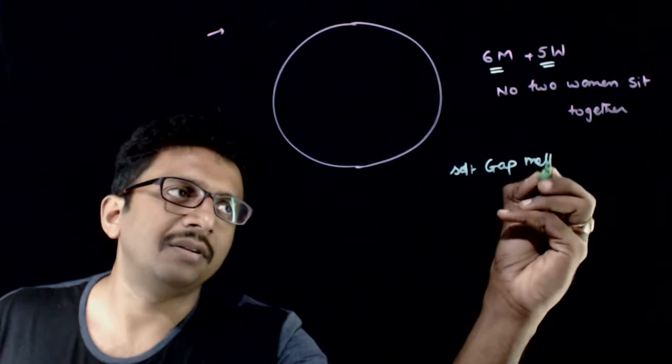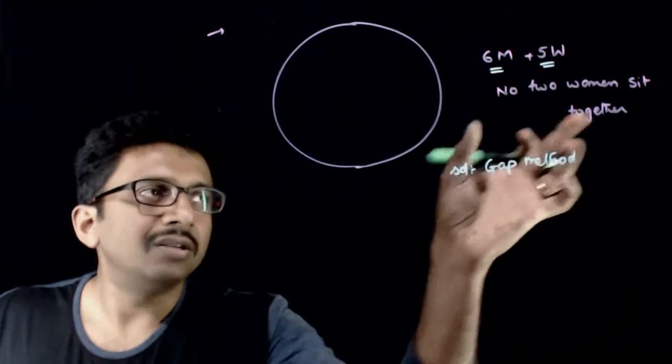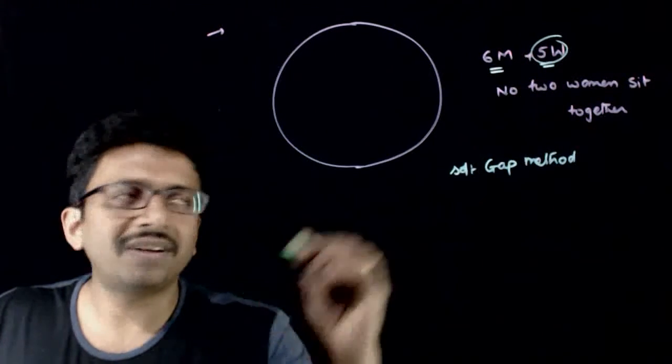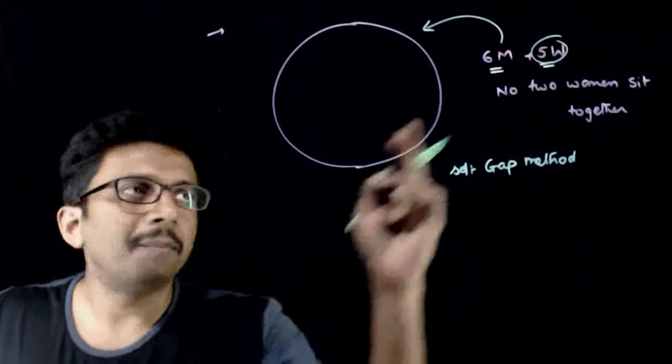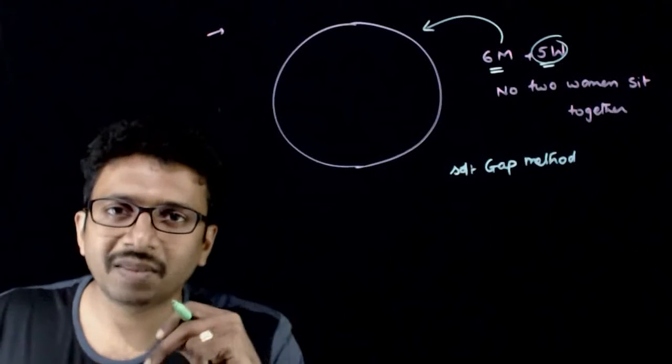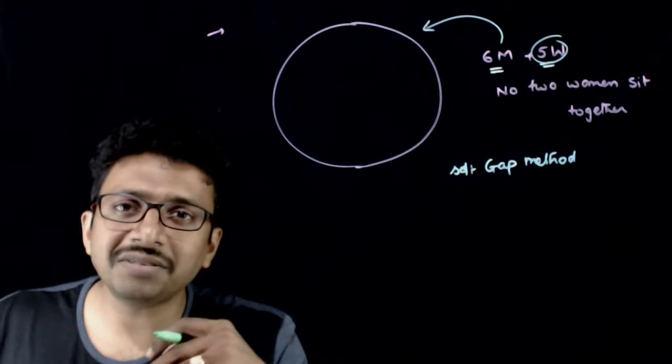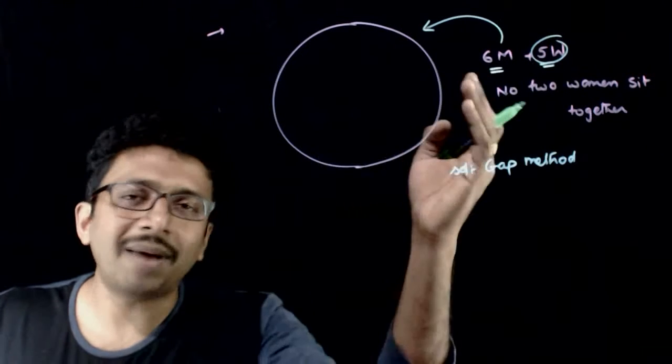Gap method. In this method, I don't want women sitting together, so I leave the women first. In the first stage I'll arrange all these men in the circle. So 6 men can be arranged in a circle in how many ways? 5 factorial ways, that is n minus 1 ways.